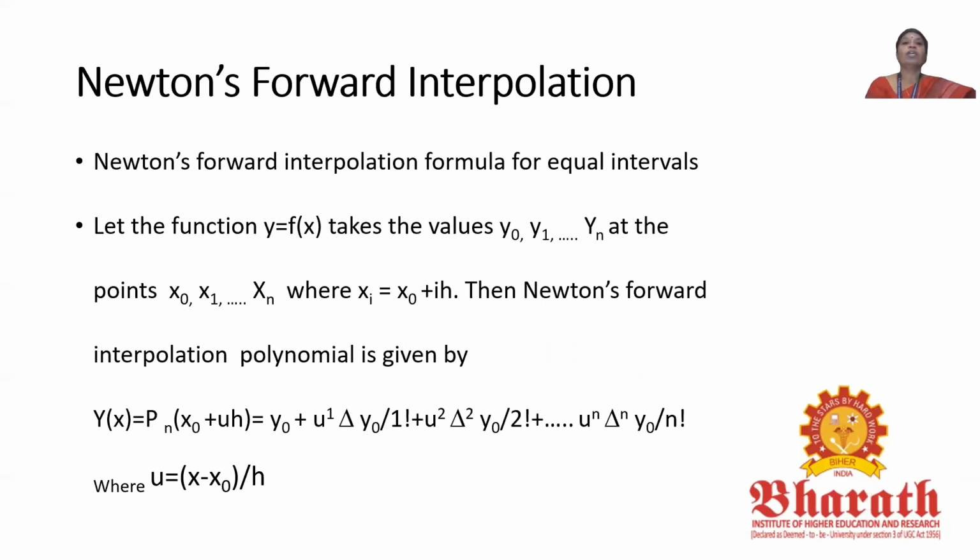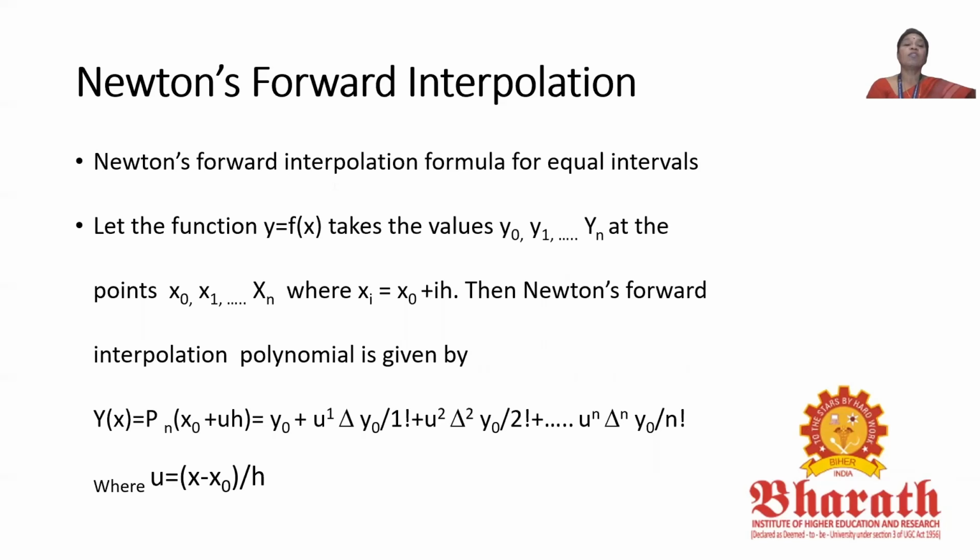So let the function y = f(x) take the values: the first value of y is y0, the second value is y1, the third value is y2, and so on, the last value is yn, at the points x0. When we give the value x0, the value will be y0. If we give x1, the value will be y1, like that. So let the function y = f(x) take the values y0, y1, y2, up to yn at the points x0, x1, up to xn, where xi = x0 + i h.